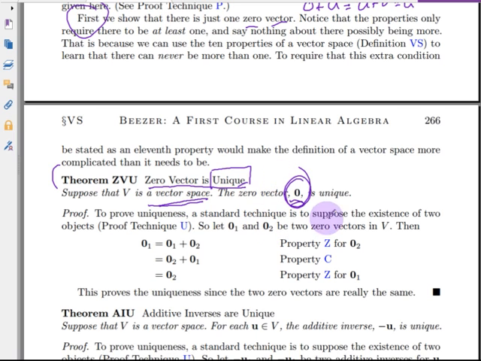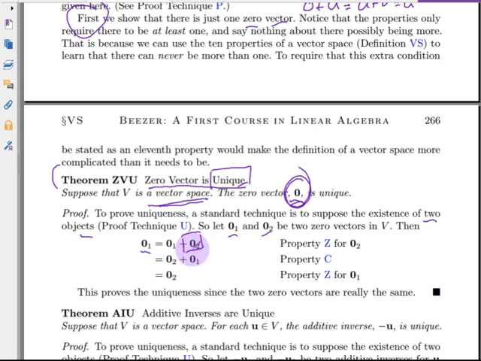So here, to prove this, let's suppose that we have two objects which are zero vectors. And we're going to show that these two objects must actually be the same object. So these are just labels. And we'll have to show that these two things must label the same thing. Okay, so these are both zero vectors. They both satisfy the properties of zero vectors. Now, according to the property that 0_2 is a zero vector, we know that 0_1 equals 0_1 plus 0_2. That's because 0_2 is a zero vector.